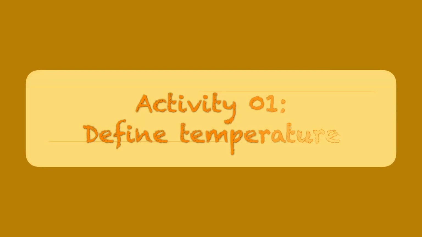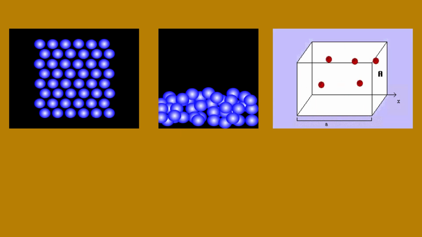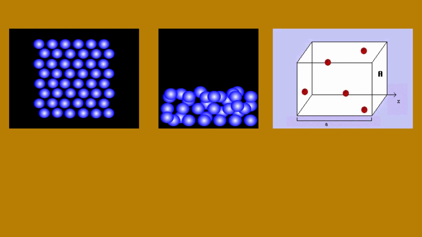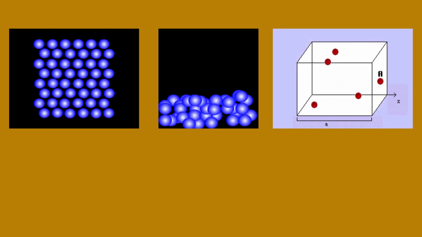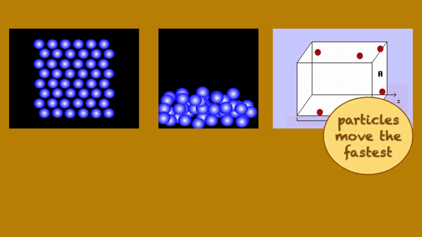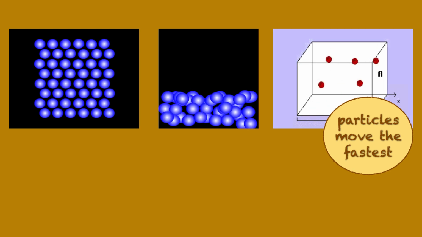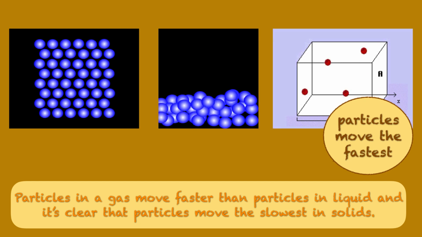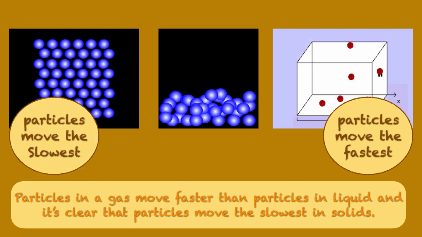Activity 1. Define temperature. On the screen, water is shown at different physical states: solid, liquid, and gas. Where do particles move faster, in solid, liquid, or gas? If your answer is particles move the fastest in gas, then you are correct. Particles in a gas move faster than particles in a liquid, and it's clear that particles move the slowest in solids.